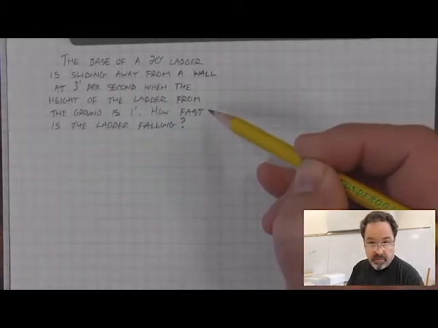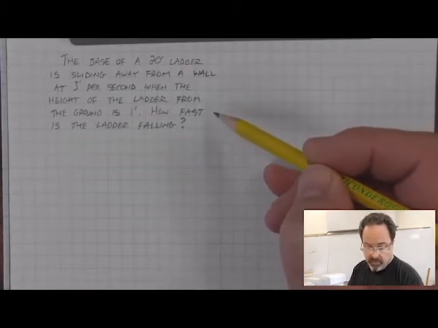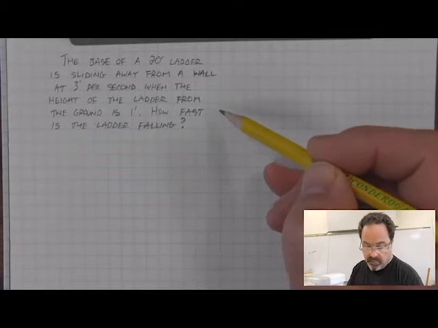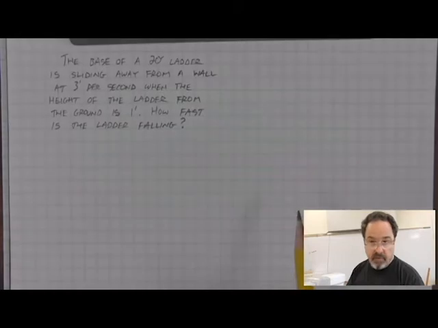Let's read the context. The base of a 20-foot ladder is sliding away from a wall at 3 feet per second, when the height of the ladder from the ground is 1 foot. How fast is the ladder falling?